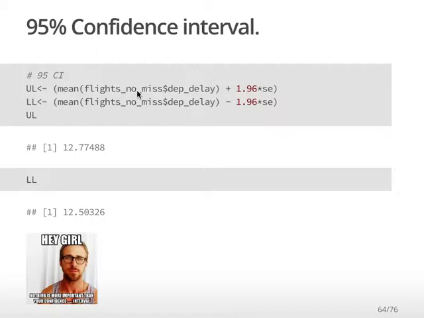So this is the 95% confidence interval. It's quite a narrow confidence interval. So it's just around 12 minutes, between 13 and 12.5 or something around.